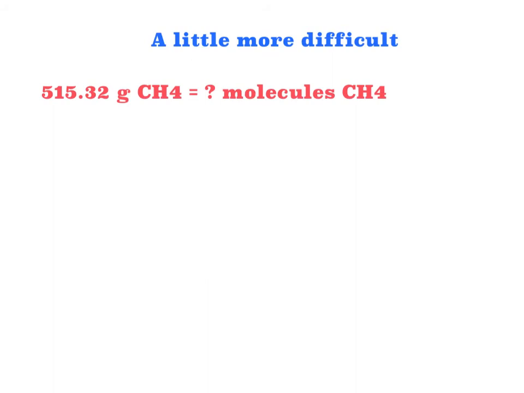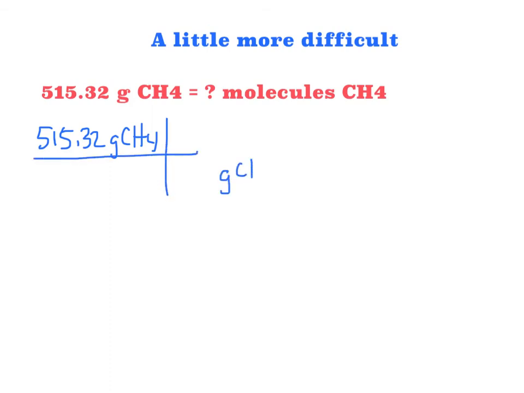This one is a little bit more difficult, and so we're going to go ahead and start plugging it in with things, because we don't have anything that relates grams directly to molecules, so we have to go to an intermediate in between. I'm going to start out with 515.32 grams of CH4, and then I know that I have to copy down grams of CH4 on the bottom. And so what can I change grams to? Not to molecules. I can go directly to moles though by using the molar mass on the periodic table.